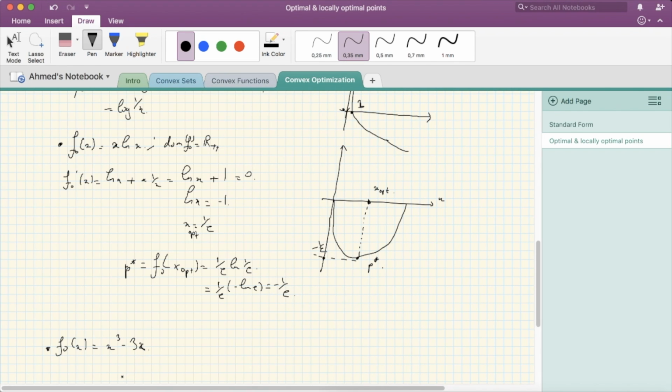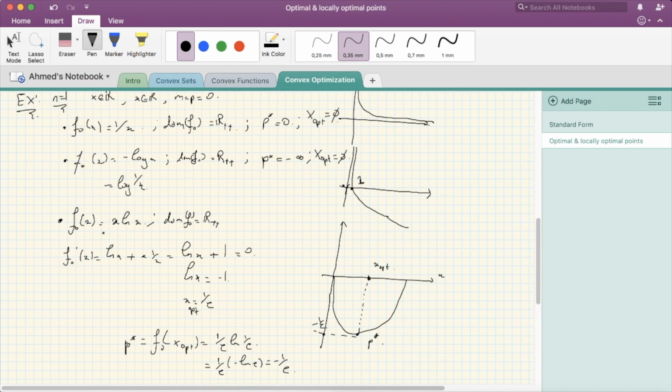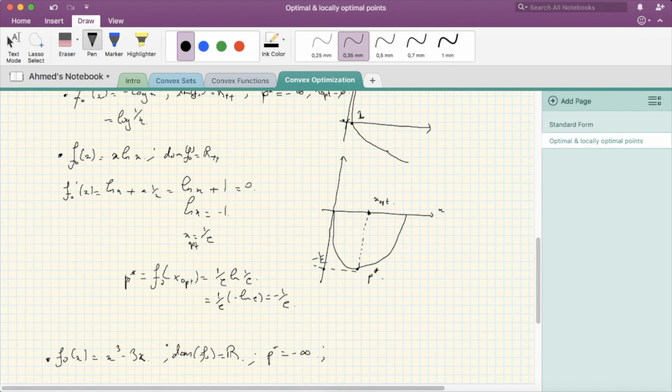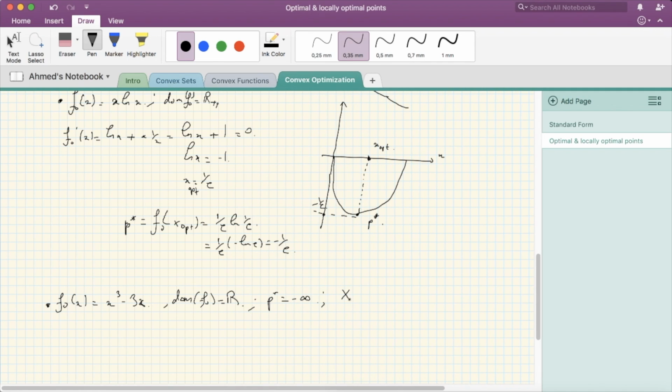Let's say my domain over here is all of R. So for x cubed minus 3x, it's clear that the p star here would be minus infinity. However, an optimal solution here is not achieved because, as discussed with minus log x, there's always going to be an x that does better, so x opt is empty. Likewise here, my x opt would be empty. However, there is a locally optimal solution.